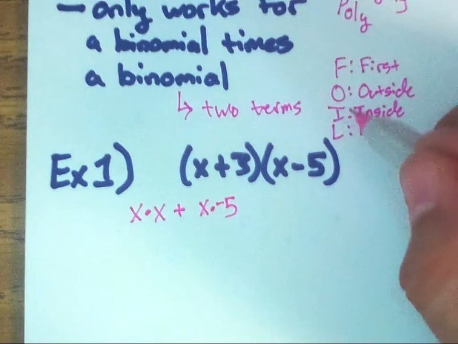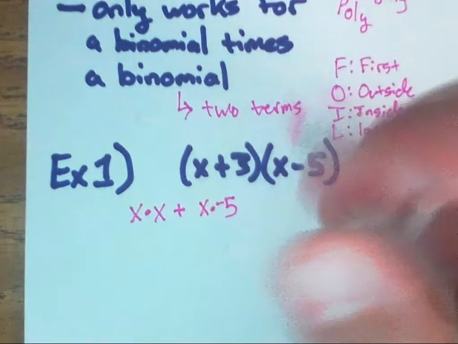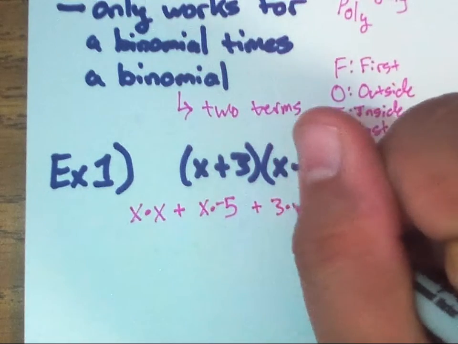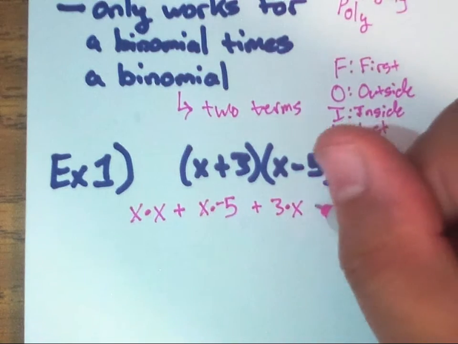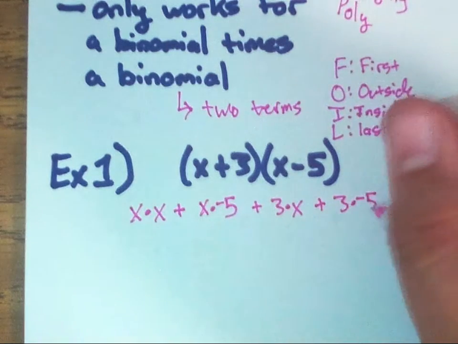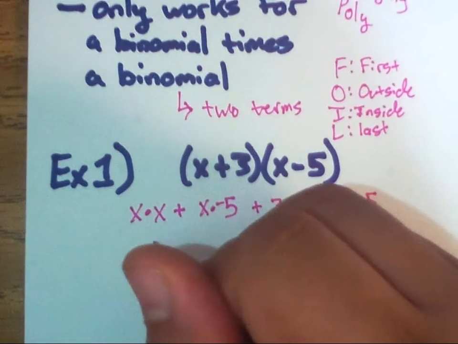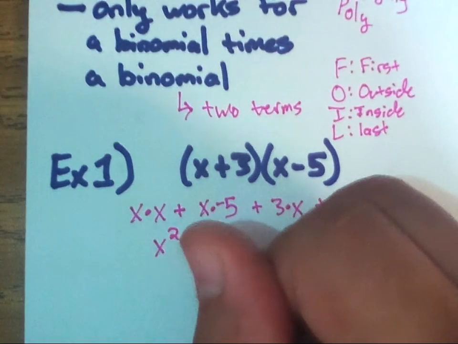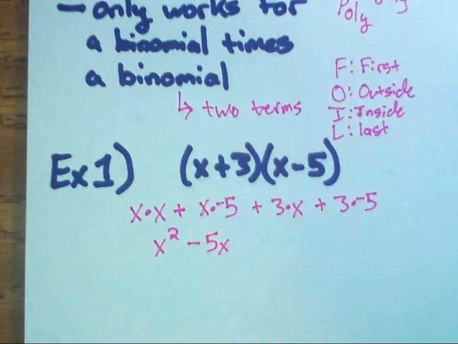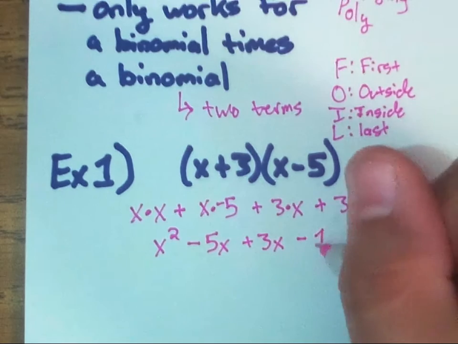On the I, it means inside, so we're going to do the inner parts of the binomials. So that would be 3 times x. And then last would be the last two terms in each binomial, so that would be 3 times negative 5. So what we then do is clean everything up and see if we can combine any like terms. In the first part, we can do x squared. X times negative 5 becomes minus 5x. Then 3 times x just becomes plus 3x. And to finish it off, minus 15.